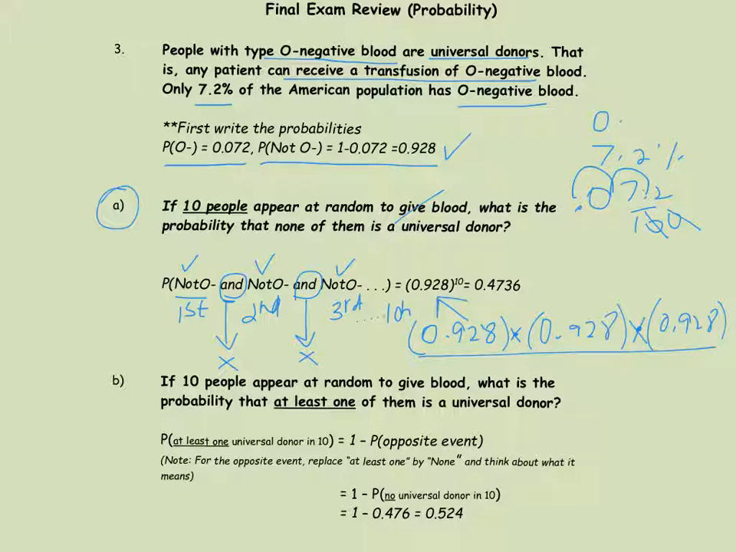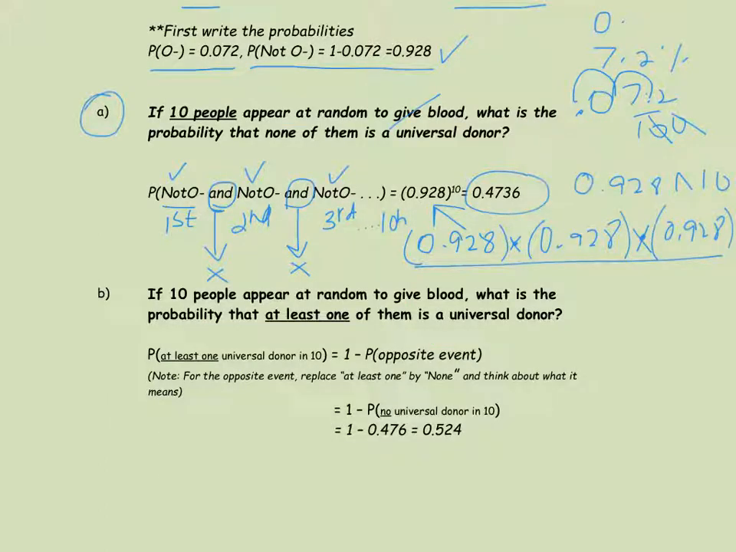Enter it all into your calculator. So it's 0.928 to the 10th power. Enter that into your calculator to get 0.4736. Now in part A, we figured out the probability that all 10 people that walk in to donate blood, none of them is a universal donor. None, which means the first is not, and the second is not, and the third is not, and so on.